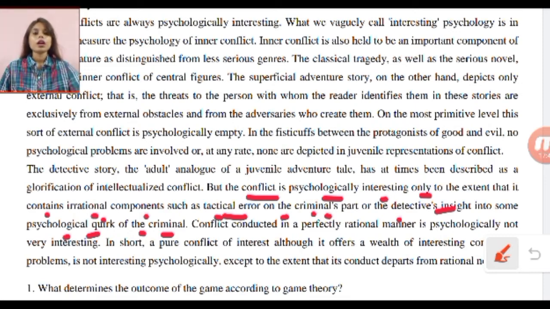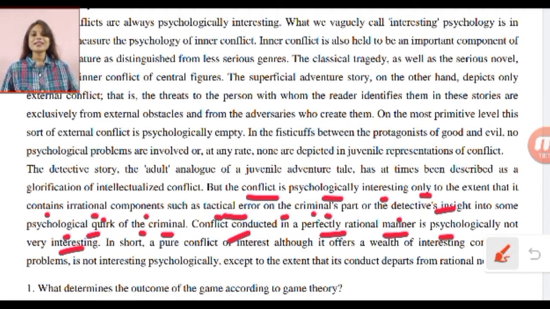Conflict conducted in a perfectly rational manner is psychologically not very interesting. So they are saying that conflict caused in a logical or reasonable way is not quite interesting. They are saying that when any kind of crime is part of an irrational component, only then will it become interesting.